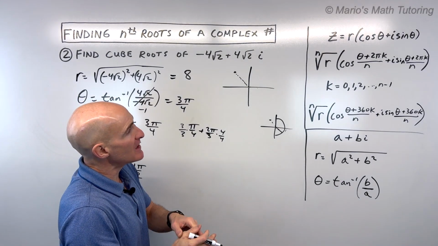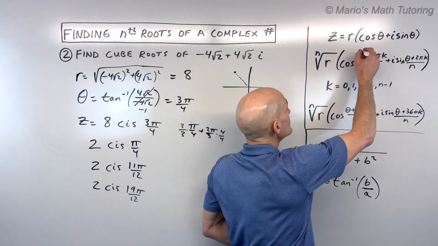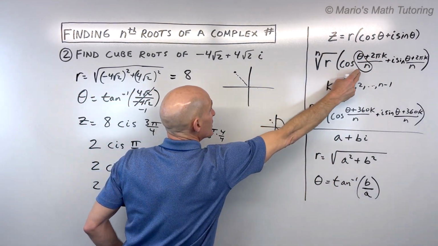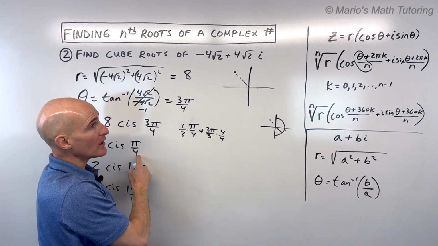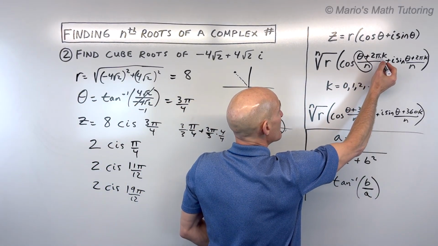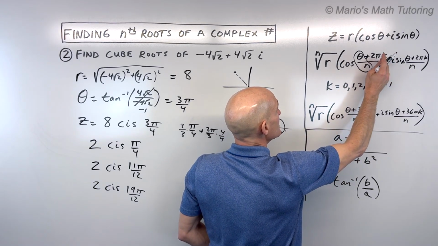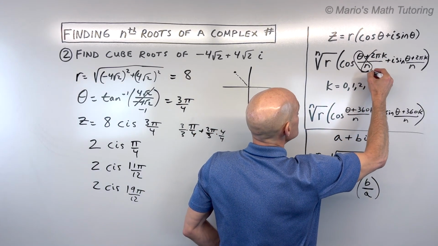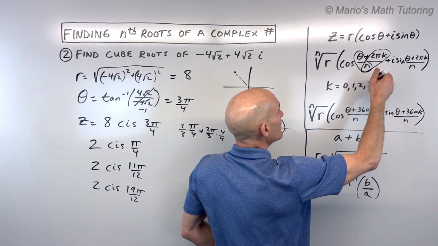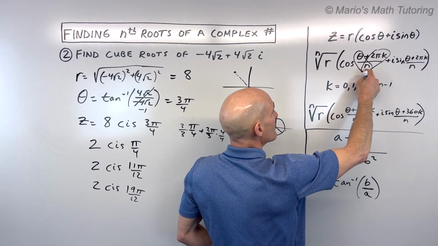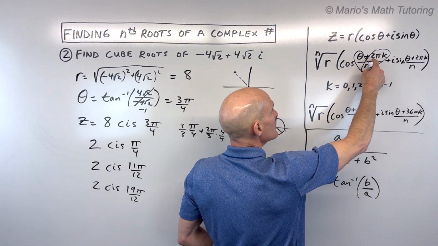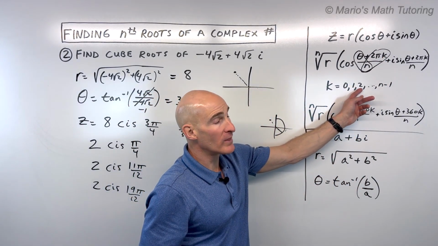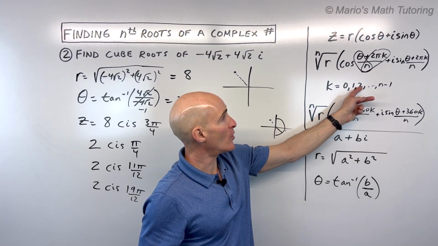So the key here is, see what I'm doing is I'm splitting this up. I'm saying theta divided by n. That was our original angle, 3 pi over 4 divided by 3, which gives us pi over 4. And the reason that's just theta divided by n is because we start off with k equals 0. 0 times anything is 0, so you just have theta divided by n. Then we're adding 2 pi k divided by n. When k is 1, that's going to be 2 pi divided by 3. When k is 2, that's going to be 4 pi over 3, etc. And you go all the way up to 1 less than the root that you're taking. So if it's the cube root, you go up to k equals 2.